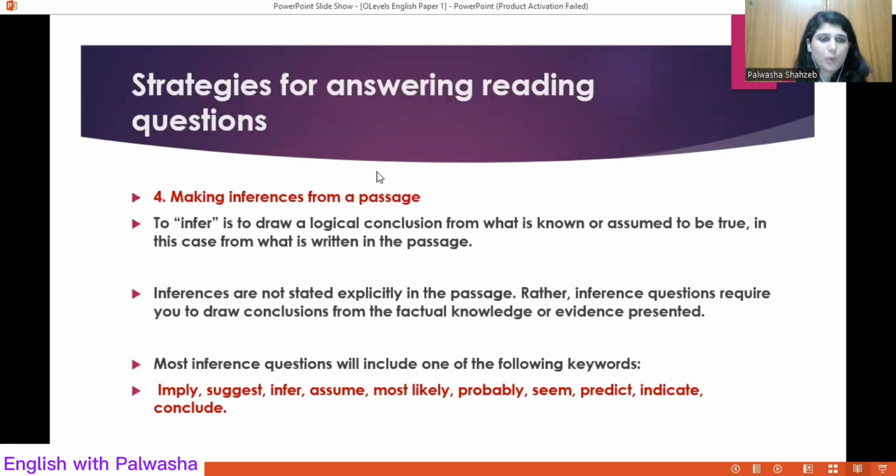Strategies for answering reading questions. Making inferences from a passage. To infer means to draw a logical conclusion. Inference means drawing a logical conclusion from what is known or assumed to be true. In this case, from what is written in the passage.